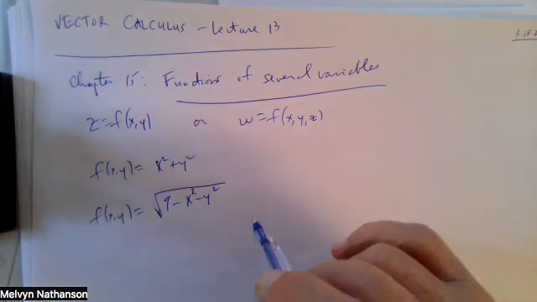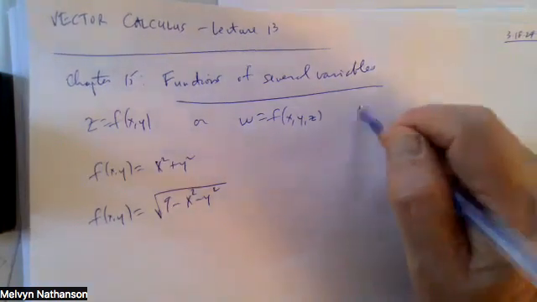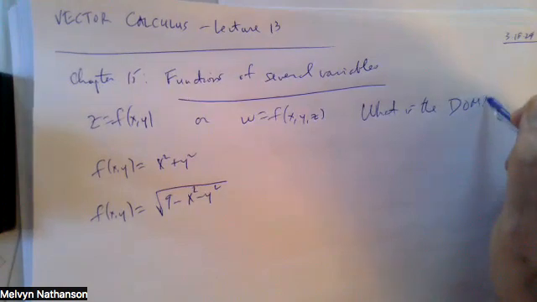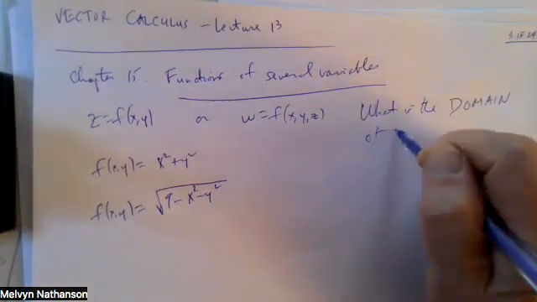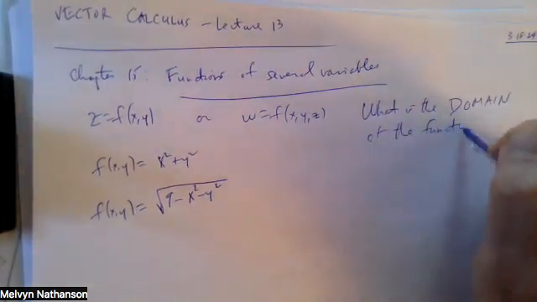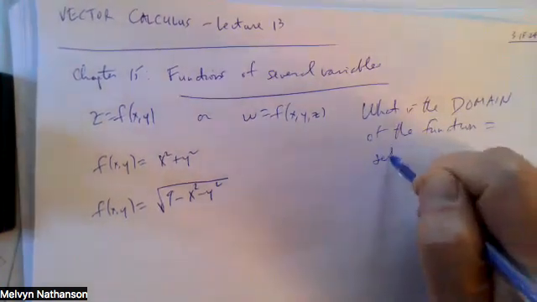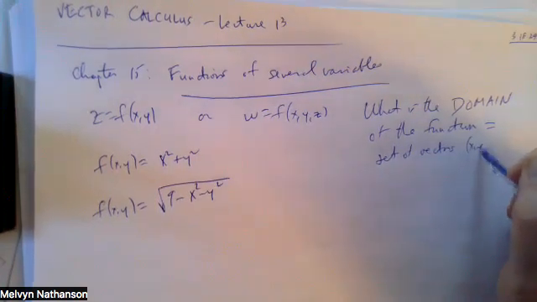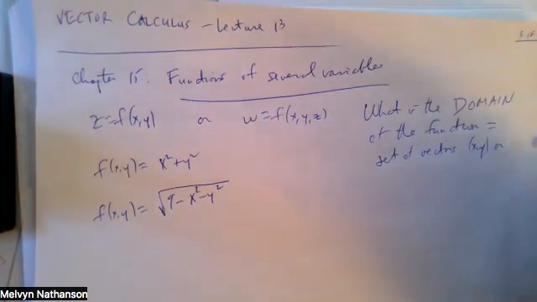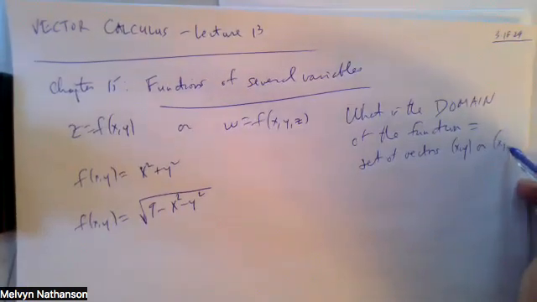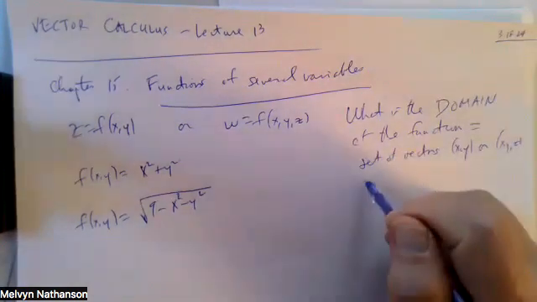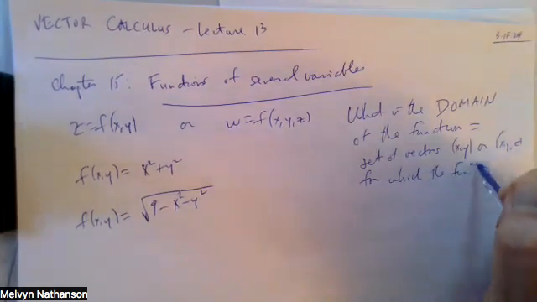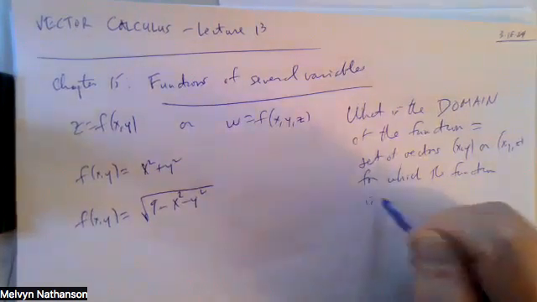And then you always have to ask for any function, what is called the domain of the function, which means the set of vectors x, y, if it's a function of two variables, or x, y, z, if it's a function of three variables, for which the function is defined.